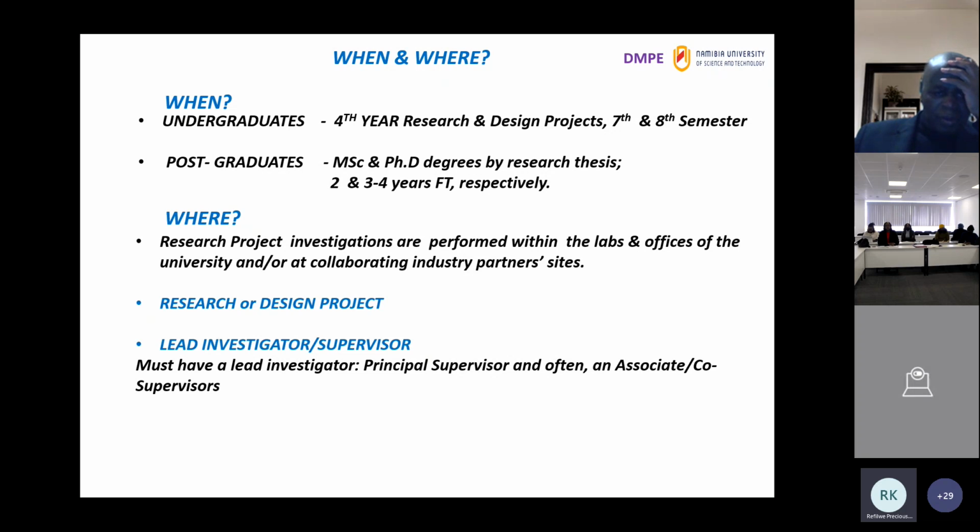We know how and where to perform the research investigations in labs, offices, in the fields, with collaborating industry partners. There always have to be a lead investigator, the principal supervisor, and very often an associate or co-supervisors. That is the model in most countries and around the world.